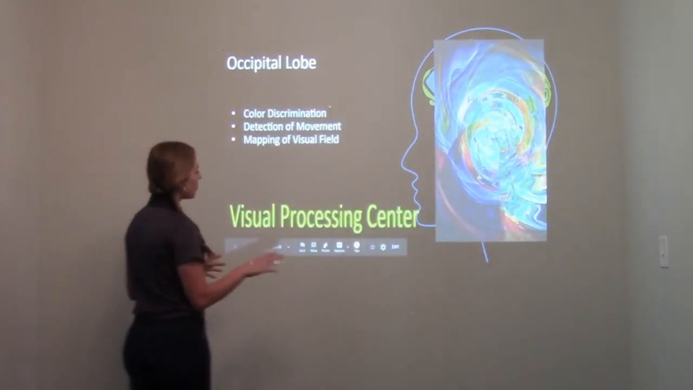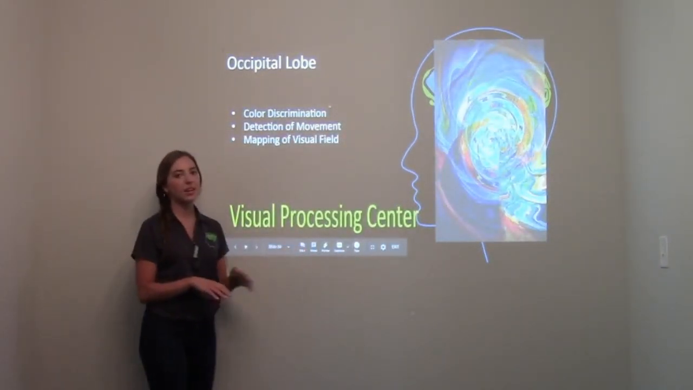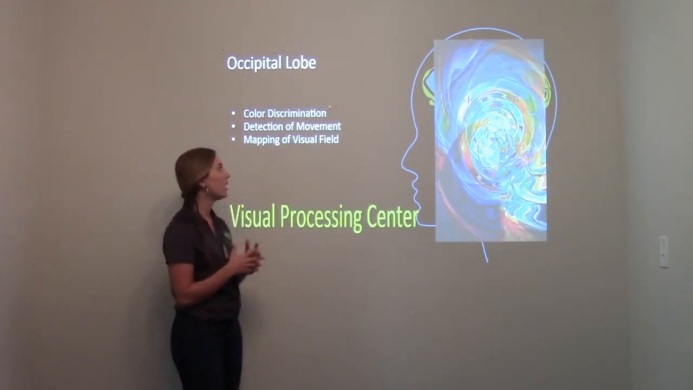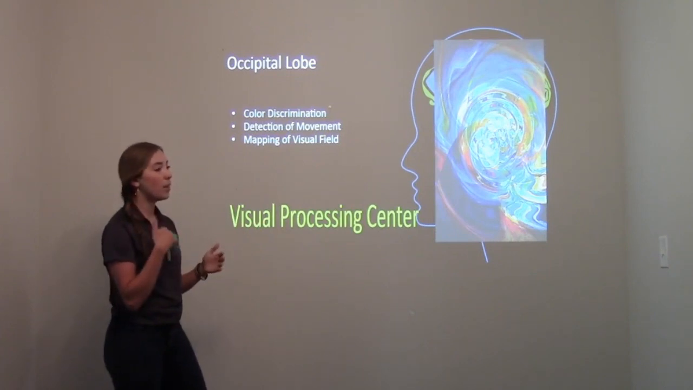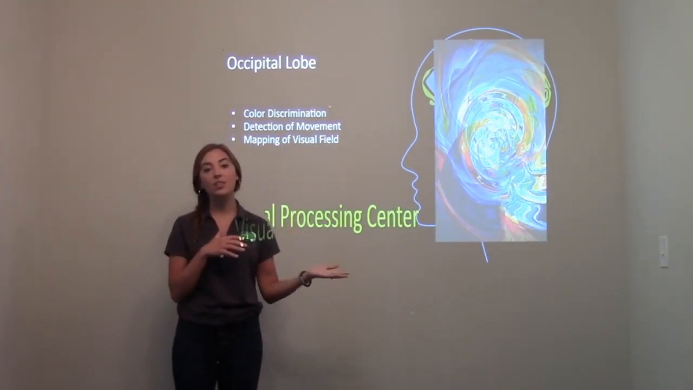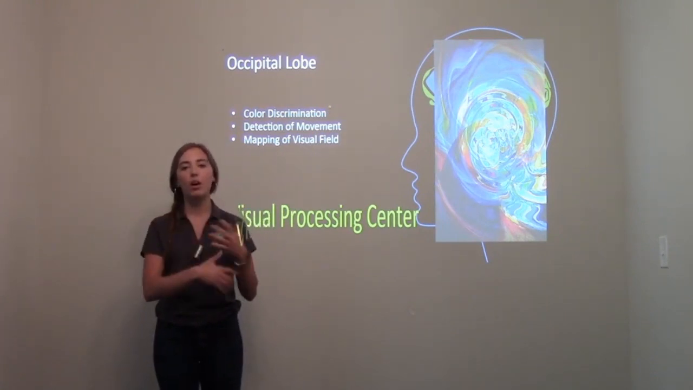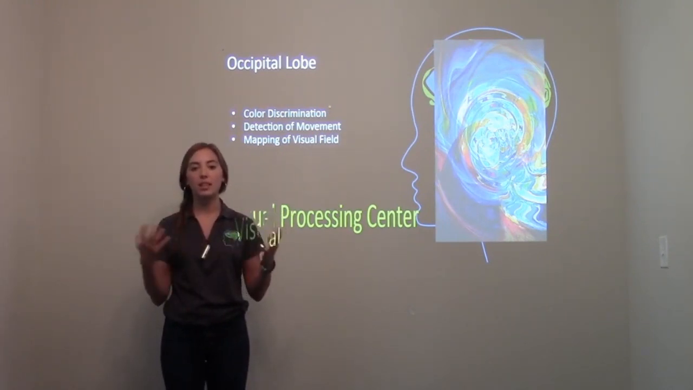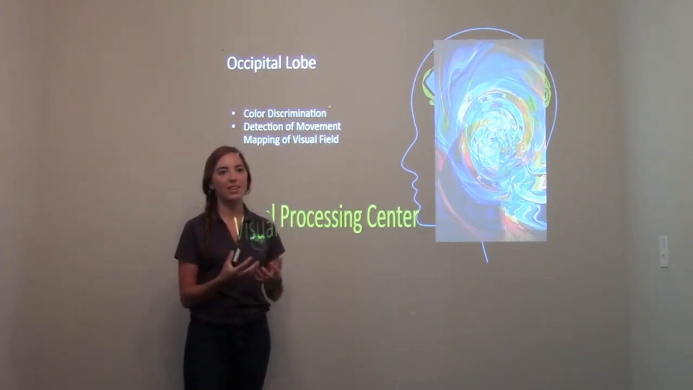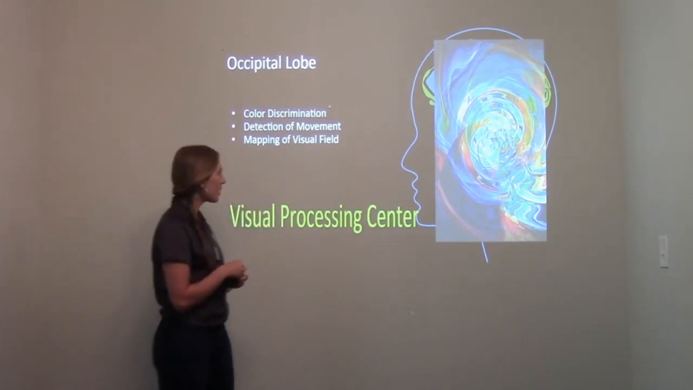So the occipital lobe is our visual processing center. It's going to help us with color discrimination, processing vision, and it's going to give us that map of our visual field. So like I was just saying, we have an auditory map, we have a visual map. We have all of these different maps constantly in our brain to help us stay aware of our environment and know what's going on. It's part of just our survival mechanism to really be aware.